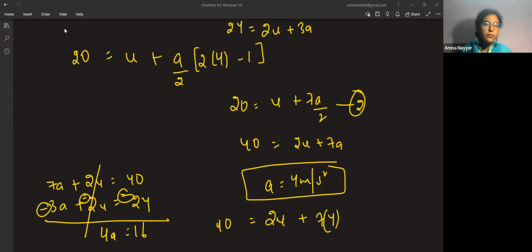What is in the brackets? Like 2 into what is that? Yeah, 2 into 4, we have 2n minus 1, n is 4.